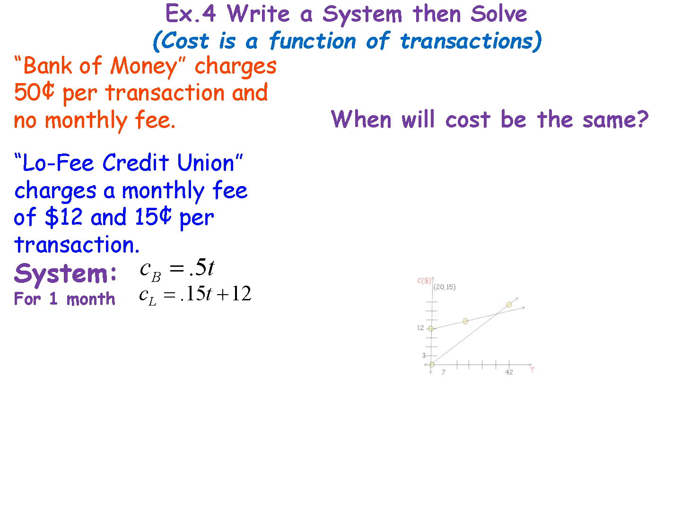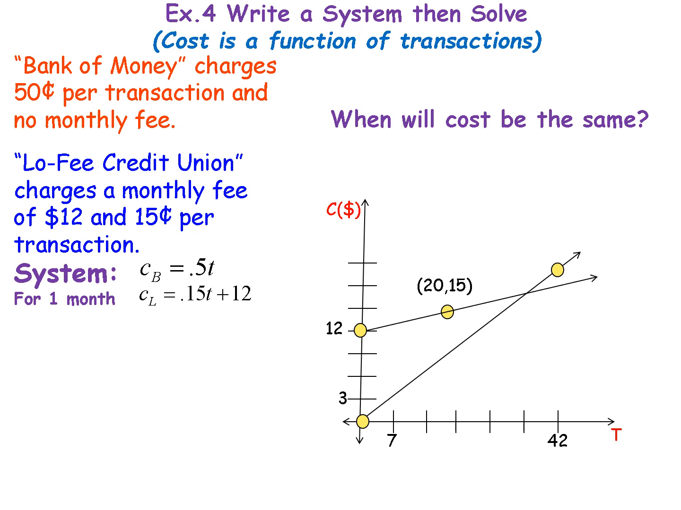Now, if I graph both those equations, I see that they intersect right there. And you're like, holy Toledo, Batman, that didn't fall at a pretty place. But I want to know when the cost will be the same. So I want to know when the cost for Bank of Money will equal the cost for Low Fee Credit Union. So I want to know when cost equals cost, so I can set both equations equal to each other.